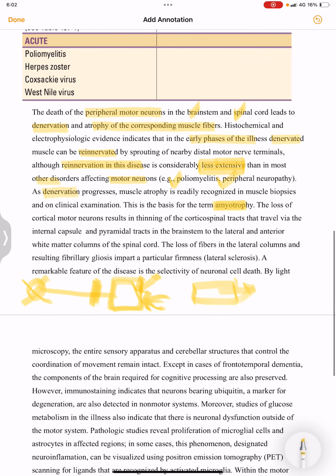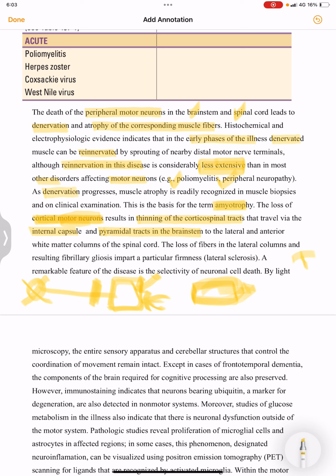This is the basis for the term amyotrophy. Because of this degeneration of the muscles, it is called amyotrophy. In amyotrophic lateral sclerosis, what is happening? There will be loss of the cortical motor neurons. If there is a loss of motor neurons in the cortex, this will result in thinning of the corticospinal tracts. These tracts travel via the internal capsule and through the pyramidal tracts in the brainstem. You know this corticospinal pathway, no?